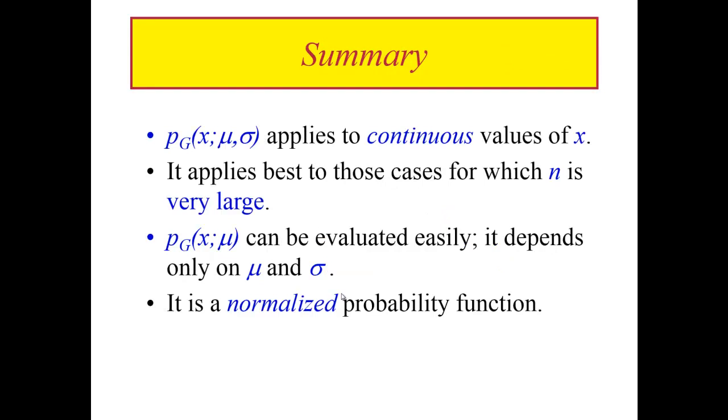So just to summarize this introduction to the Gaussian function, it applies to continuous values of x. That's useful in a lot of experiments. It applies best when the value of n is large, which makes the mean large as well. We can evaluate it very easily knowing just the mean and the standard deviation, and it's a normalized probability function.